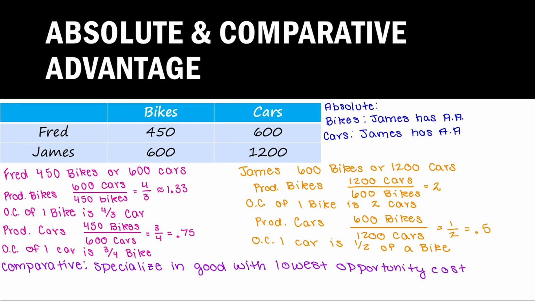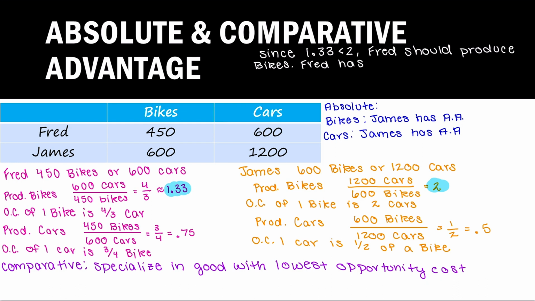So we're going to be comparing the opportunity cost of Fred producing bikes, which we said was 1.33, and the opportunity cost of James producing bikes, which we said was 2. So since 1.3 repeating is less than 2, that means that Fred should produce bikes, because he has comparative advantage in producing bikes. And I'm just abbreviating for the sake of space and time.